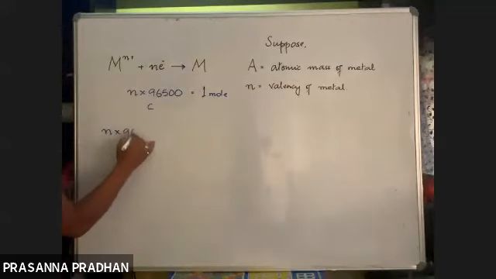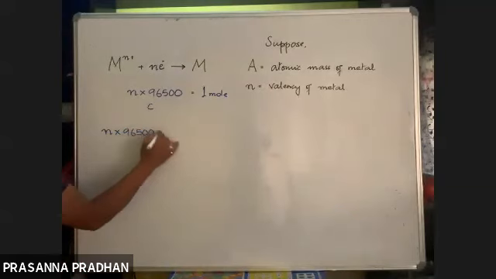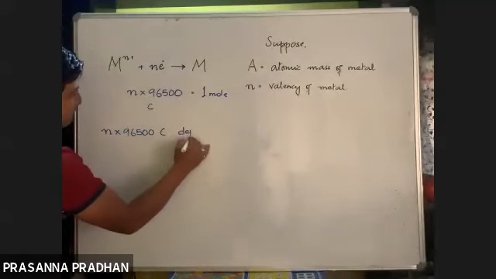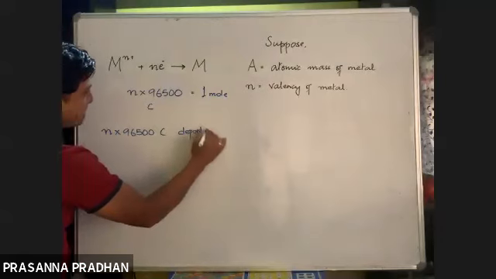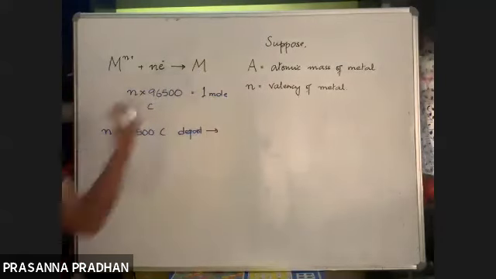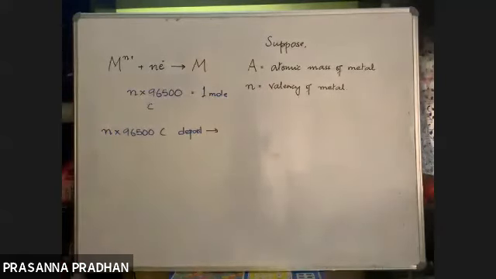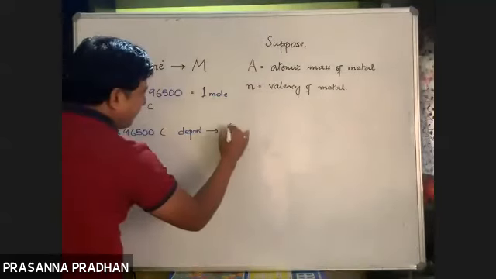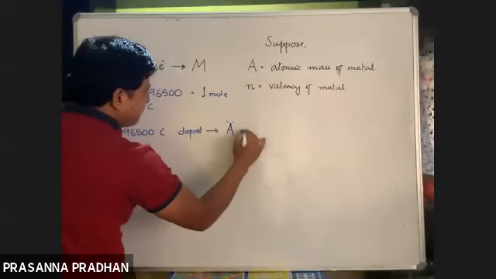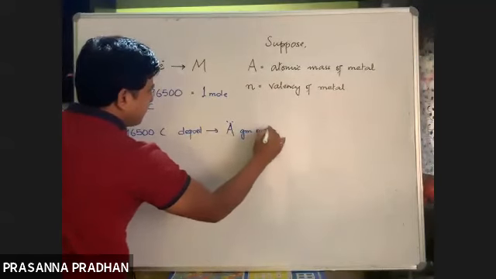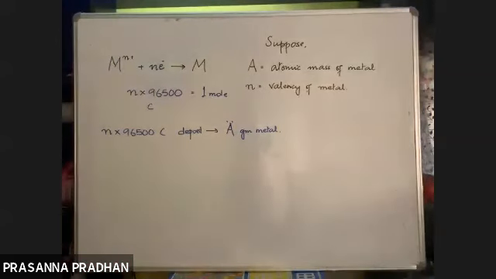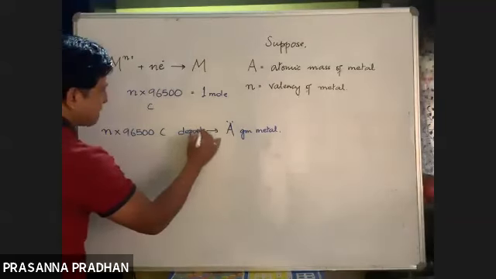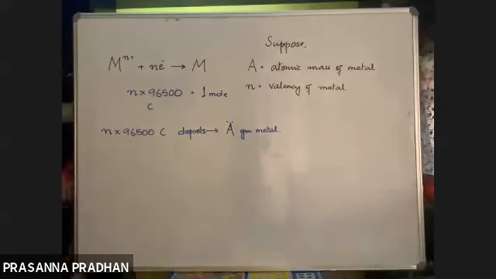9 into N into 96500 coulomb is going to deposit what mass of metal? 1 mole of metal means it is equal to the atomic mass. What is the atomic mass we have considered out here? The atomic mass is A. So A gram of metal will be deposited. On passing this much coulomb of charge, A gram of metal will be deposited.